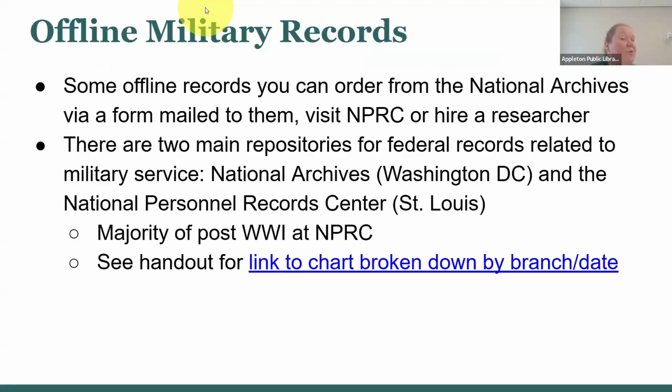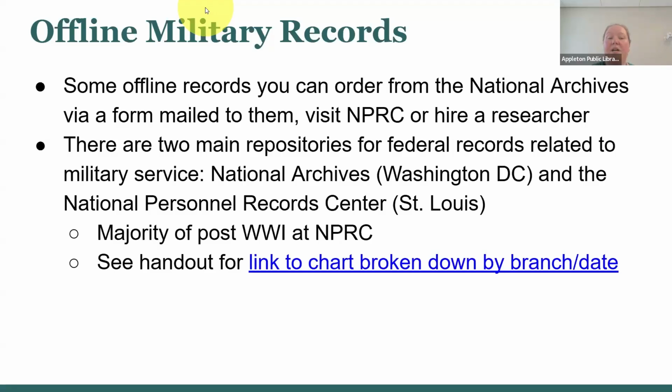Again, some of the offline records you can order directly from the National Archives, either by mailing a form to them, or sometimes you can request certain things through the website. You can go visit them either in Washington, D.C., if their stuff is in Washington, D.C., or at the National Personnel Records Center in St. Louis. Or you can, of course, hire a researcher local to that area. They've got lots of different researchers specific to those places who have searched long and hard for lots of military records for people. They know exactly what they're doing and they can get it to you pretty quick.